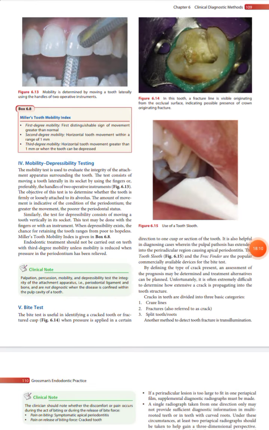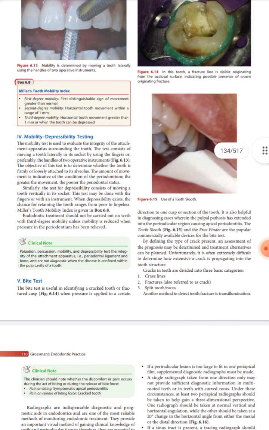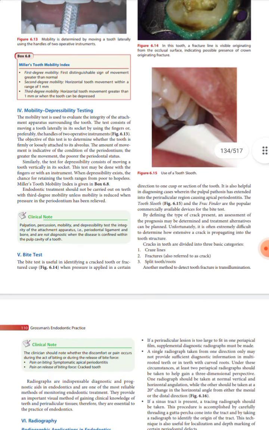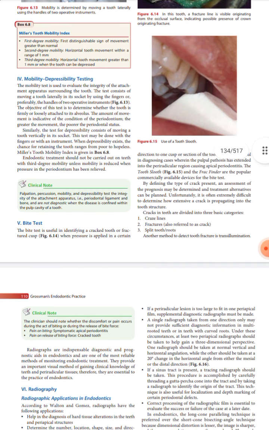Mobility is a test used to evaluate the integrity of the attachment apparatus surrounding the tooth. The test consists of moving a tooth laterally in its socket using the fingers or, preferably, the handles of two operative instruments. The objective of this test is to determine whether the tooth is firmly or loosely attached to its alveolus. The amount of movement is indicative of the condition of the periodontium: the greater the movement, the poorer the periodontal status.